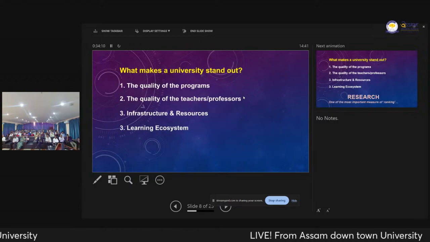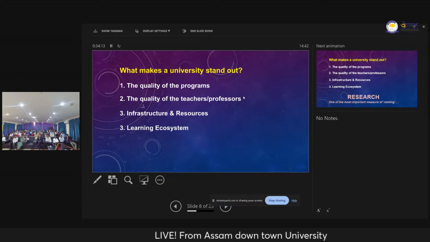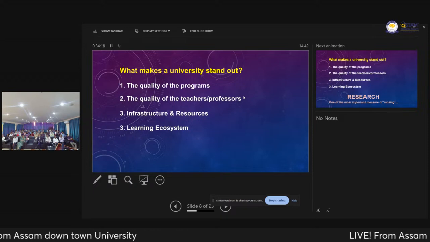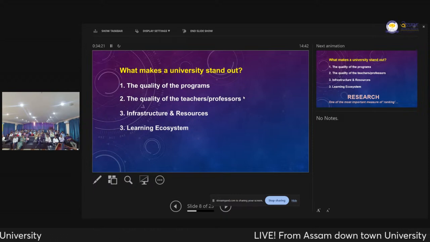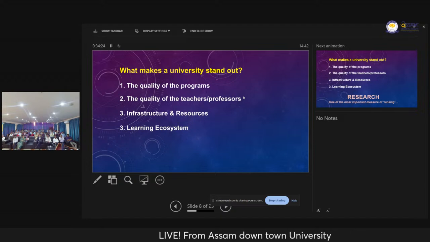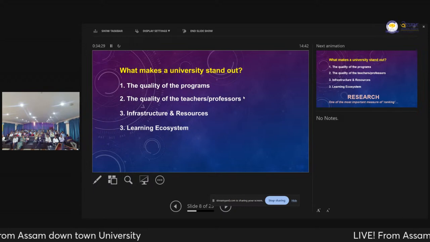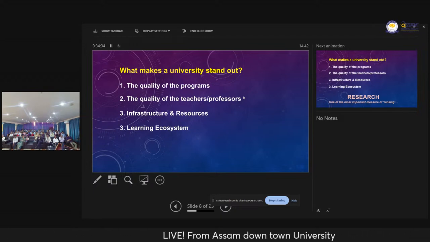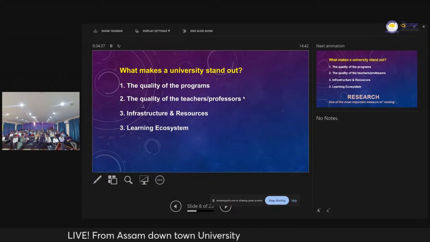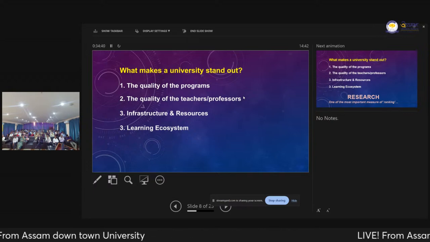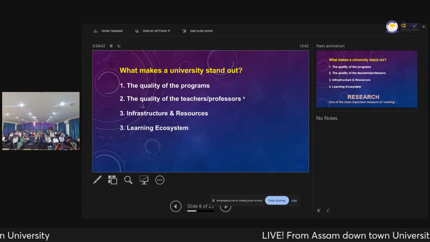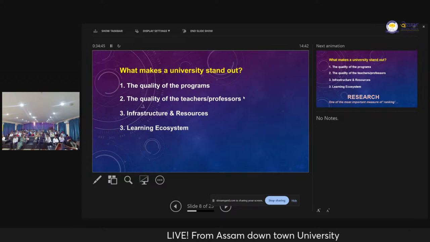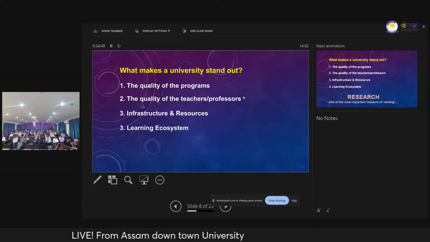Now, what makes a university stand out? I showed you a couple of pictures where I say that. But to do that, firstly, the quality of the programs matters a lot. It's quite popular. Even at Oxford or Cambridge, not all programs are the best in the world, but some programs are among the top. So it's the quality of the programs that matters a lot.